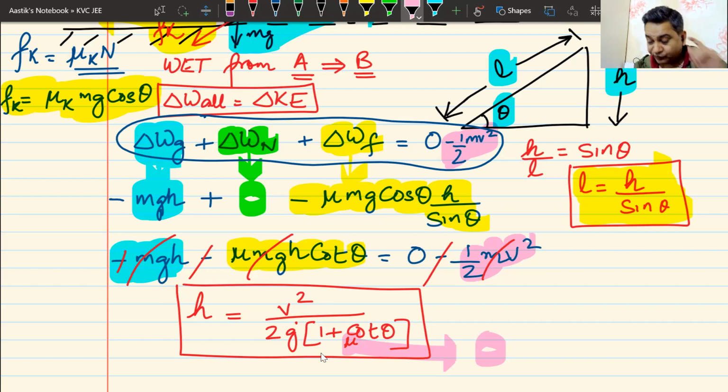Remember, I've told you that very specifically. Work energy theorem. Almost all the questions that you will have in mechanics will have this work energy theorem. I proved it to you that V square is equal to U square plus 2AS. That is work energy theorem. That comes in the chapter of motion in 1D.